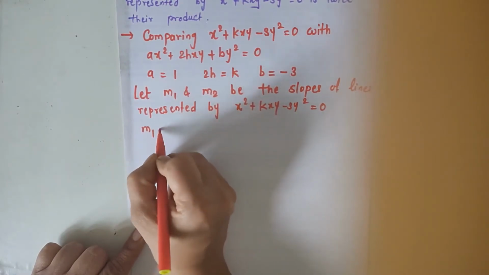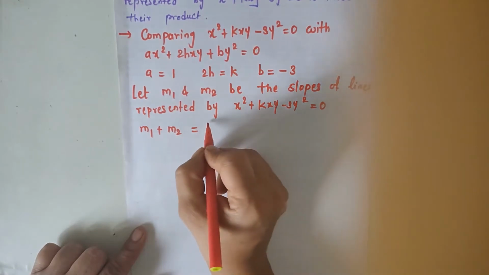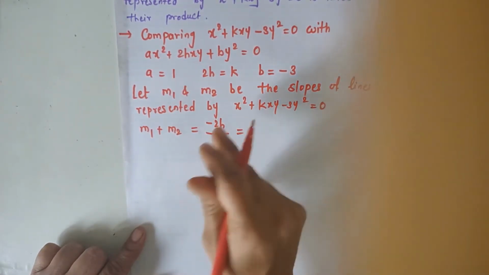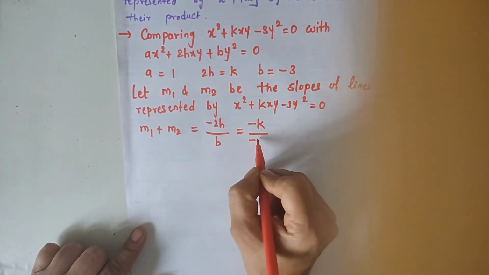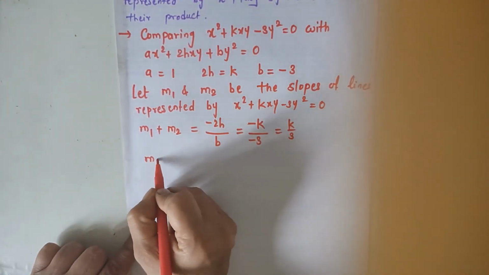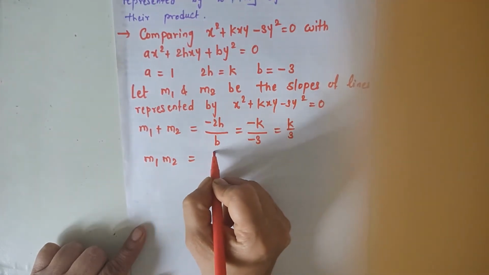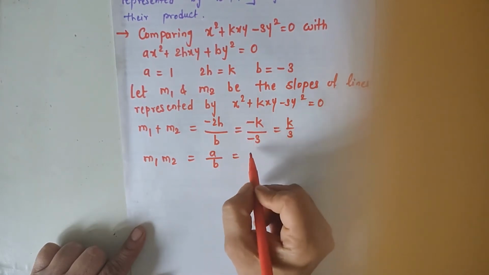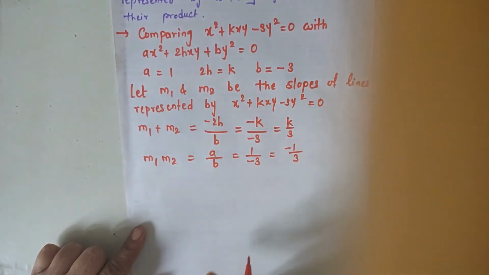Therefore, we get the sum of slopes of lines m1 plus m2 is equal to minus 2h upon b, that is, the value of 2h is k. So we get minus k upon minus 3, that is k by 3, and product of slopes m1 into m2 is equal to a upon b. A is 1 and b is minus 3. So we get minus 1 by 3.